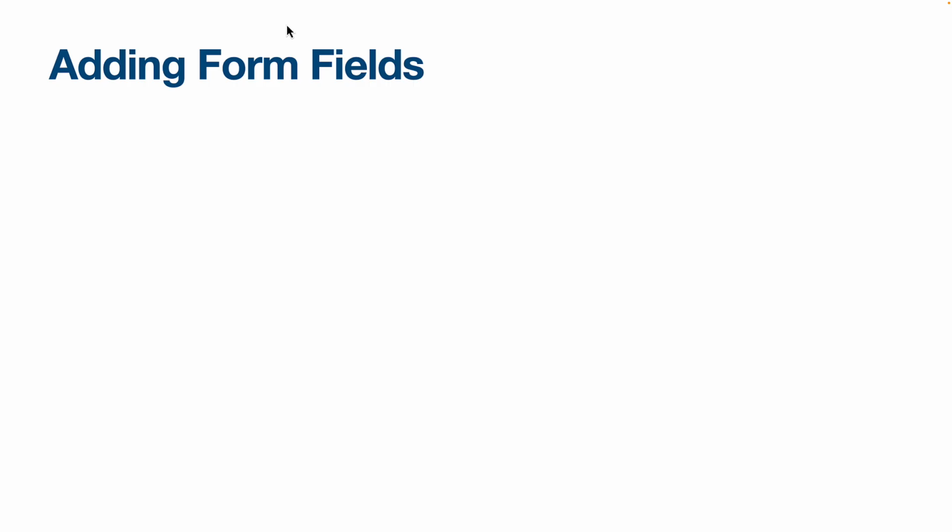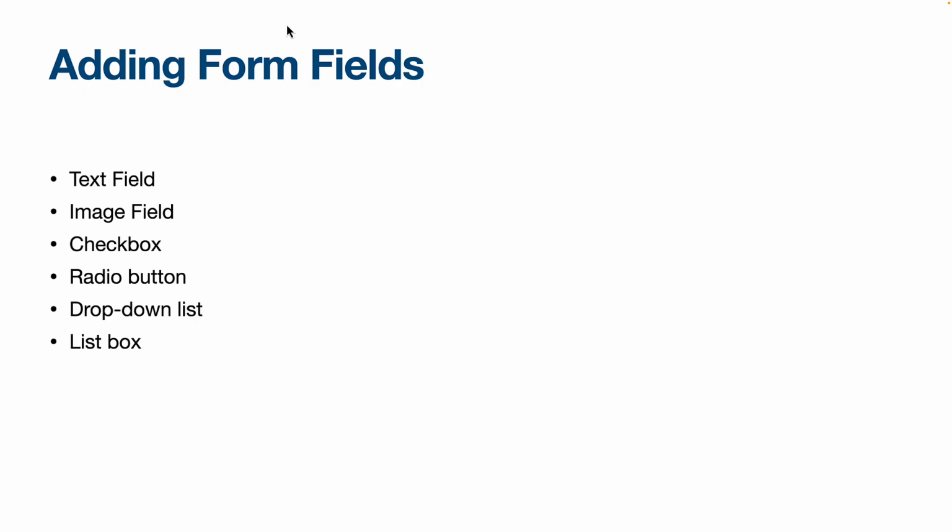In this video, we're going to talk about the various form field types that you're going to encounter when creating a fillable PDF form. The various form field types that you're going to encounter include text fields, image fields, checkboxes, radio buttons, drop-down lists, list boxes, buttons, date fields, digital signatures, and finally the barcode.